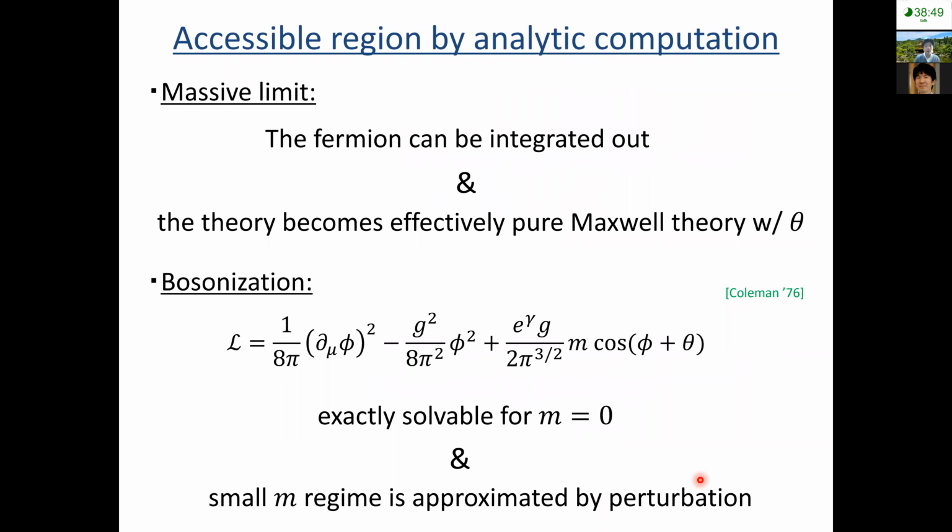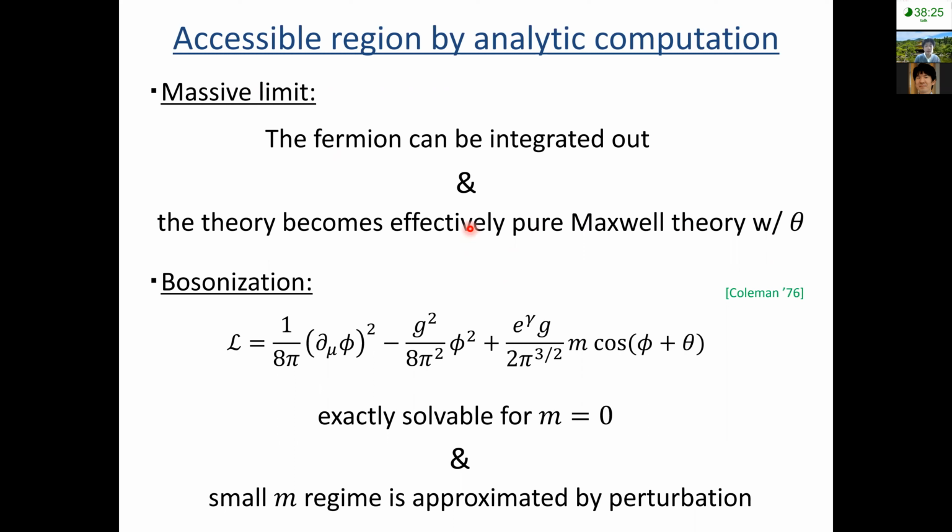Since this is 1+1 dimensional, some regions can be accessed by analytic computation. First, if we consider the massive limit of the fermion, then the fermion is decoupled, and the theory becomes effectively a purely Maxwell theory, which is a free theory. So we can solve it when the mass is very, very large.